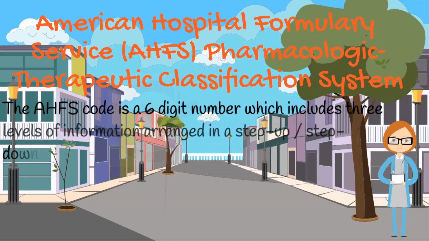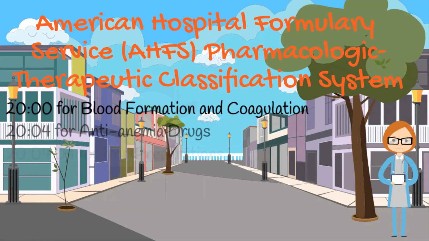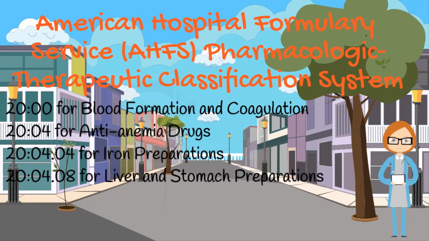The AHFS code is a 6-digit number, which includes 3 levels of information arranged in a step-up or step-down manner. For instance, all AHFS codes starting with 20 represent a broad class of drugs for blood formation and coagulation. Additional information is provided for subcategories of this class as digits are added. Examples include 20:00 for blood formation and coagulation, 20:04 for anti-anemia drugs, 20:04.04 for iron preparations, 20:04.08 for liver and stomach preparations.